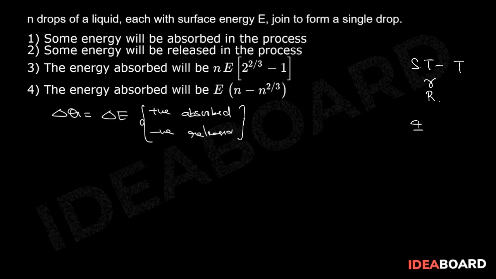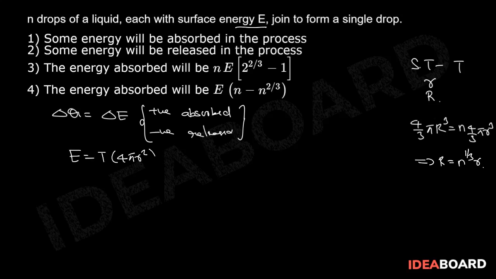Then 4/3 pi capital R cubed is equal to n times 4/3 pi small r cubed, which implies capital R equals n to the power of 1/3 times small r. Now the surface energy of the smaller drop is given as capital E. Then I can write capital E is equal to T times 4 pi r squared, where 4 pi r squared is the surface area of the smaller drop.